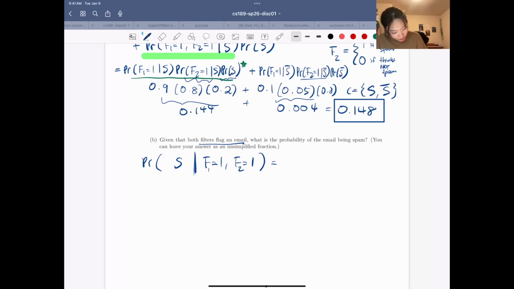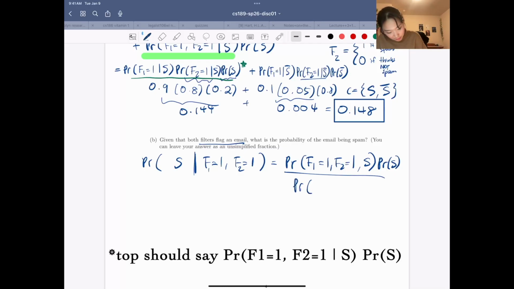A quick reminder of Bayes' rule is probability of A given B is equivalent to probability of... actually, you know what? This is a little bit complicated. Let me just show you the actual thing and it makes sense. So we have the probability of F1 equals 1, F2 equals 1, given S, times the probability of S, over the probability of F1 equals 1, F2 equals 1.